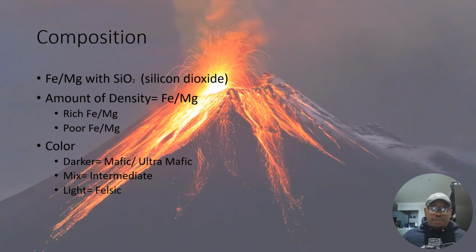Then we have our ultramafic and mafic rocks. Basically, those rocks are very dark in color, and when I say dark, that also includes the color green. Green is actually considered the highest level of indication for an ultramafic rock. And right here would be a good example of an ultramafic rock.